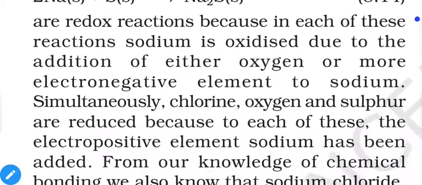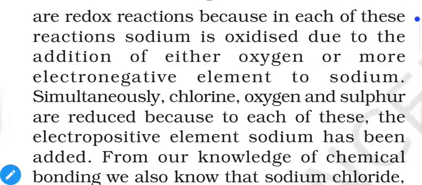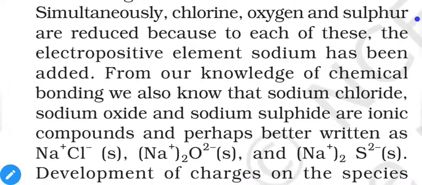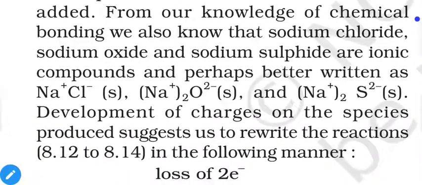As we can see, in all of these three reactions, one reactant is being oxidized and one reactant is being reduced. That's why it is considered a redox reaction. And as we already discussed, sodium chloride and the other examples, sodium oxide and sodium sulfide, are all ionic compounds. That means one element is positive and one element is in a negative oxidation state. So we can represent them as Na+ and Cl-, or Na+ and O2-, or Na+ and S2-. All of them carry some charges. We already discussed how to identify these charges in the previous lecture.